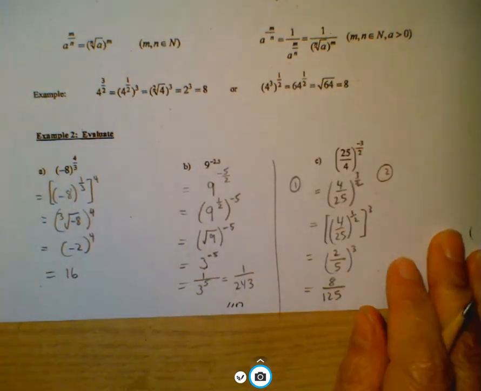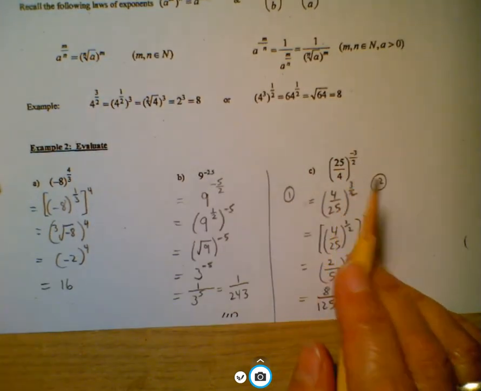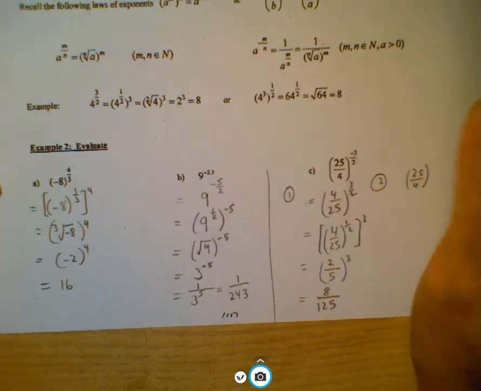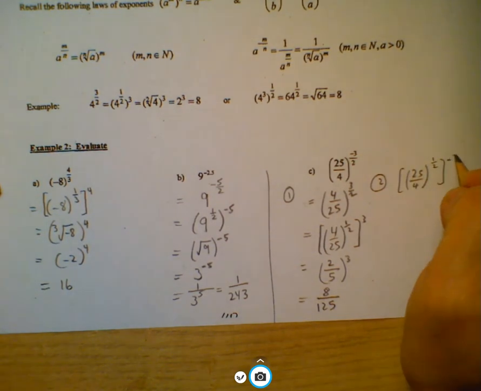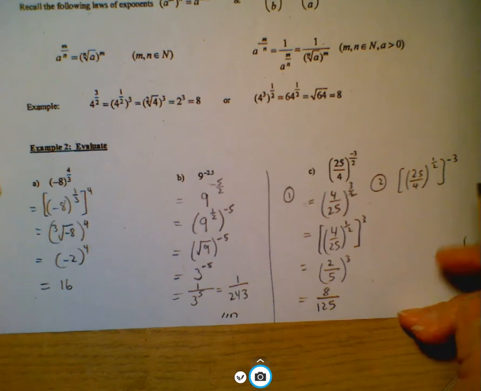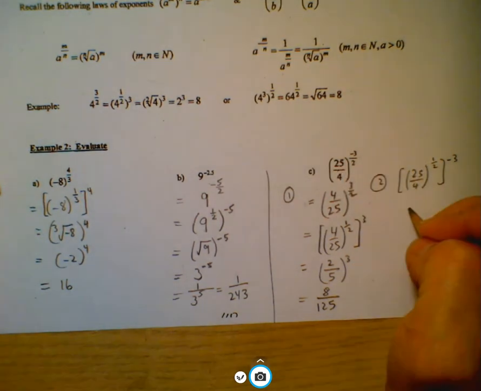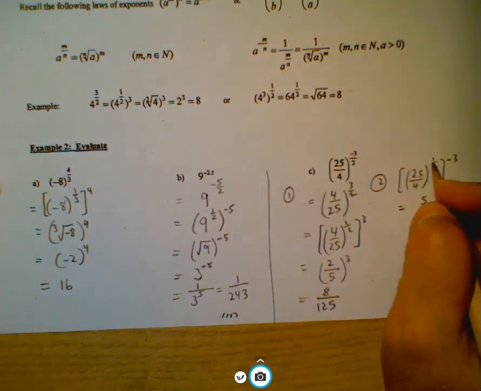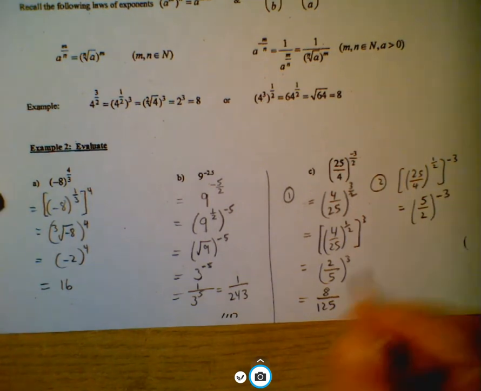Method 2, same question. Instead of dealing with the negative first, let me deal with the fraction exponent first. So I'll start with 25 over 4, to the 1/2, and the whole thing is to the exponent -3. All right, so it's the same thing, the same base, and then multiply the exponents, you get that. Now 25 to the 1/2 is just the square root of 25, so that's 5. 4 to the 1/2, that's the square root of 4, which is 2. And this is to the exponent -3.